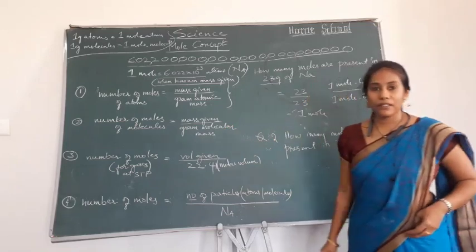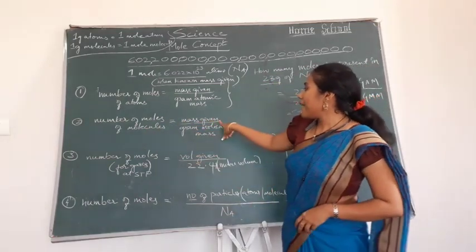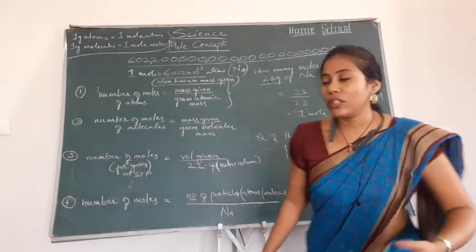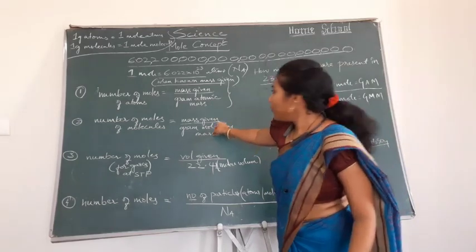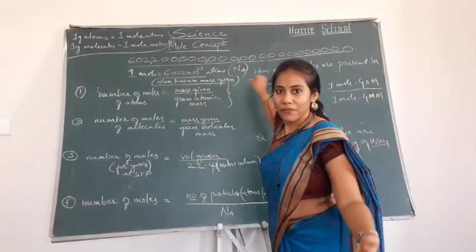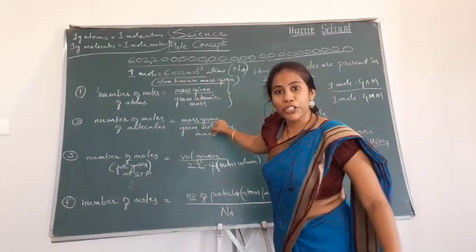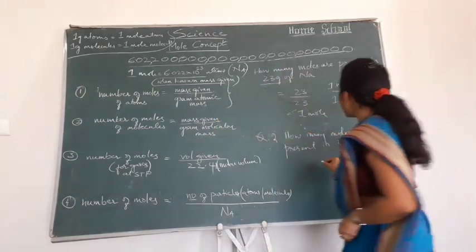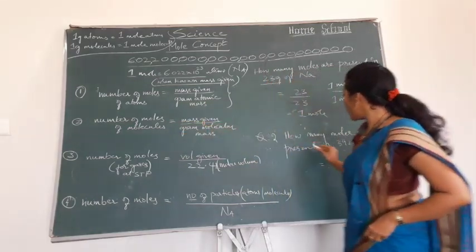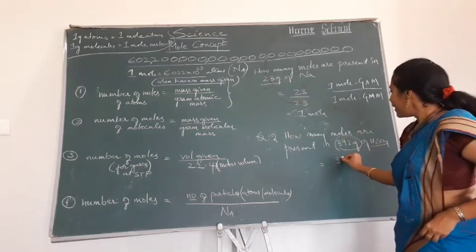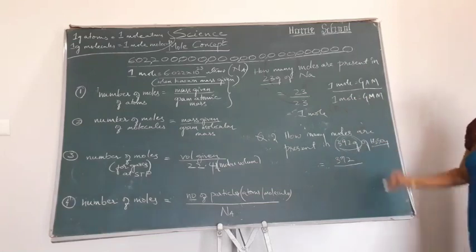The second formula. See, if you want to calculate the number of moles of molecules, it is mass given divided by gram molecular mass. Since it is a molecule, gram molecular mass will come in, so this formula. You can't use the other one; that is for atoms, pure elements. This is the formula you will use when the molecule is given. So how do you do the problem here? Number of moles is equal to mass given, which is 392, divided by the molecular mass of H2SO4.